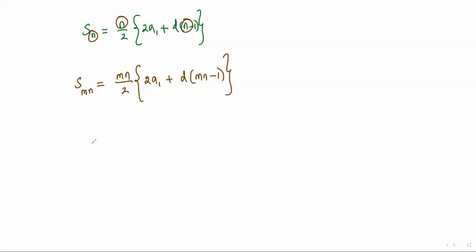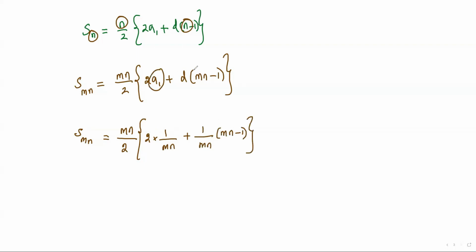Okay, now what I can do is plug in the values for a1 and the common difference d. So S_mn equals mn over 2 times (2 times the value of a1, which is 1 over mn, plus the value of d, which is also the same, 1 over mn, times (mn minus 1)). So I just replaced a1 and d by the values I got for them. So 1 over mn, we got the same value, 1 over mn, for a1 and d.